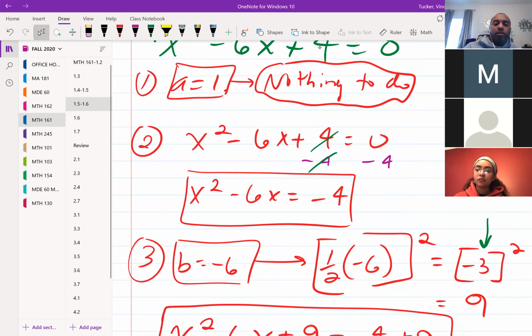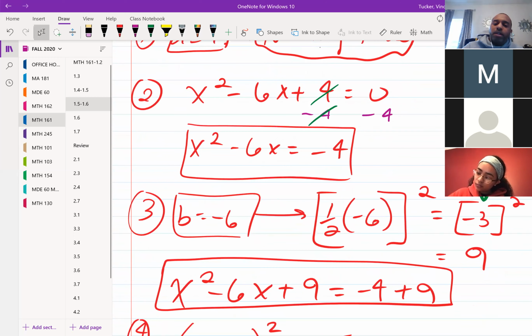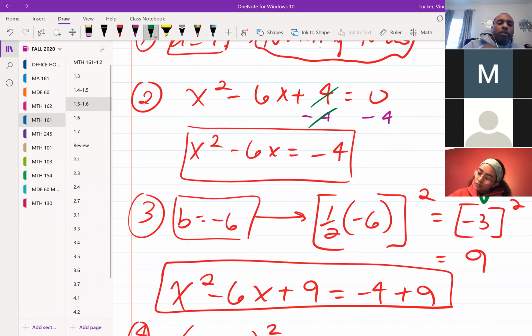Step 3. The first part of step 3 is to take your b term. B was negative 6. We're going to take half of that and square it. Half of negative 6 is negative 3. Then squaring that is 9. Then you add that to both sides of your equation. And that's where we are at the end of step 3. X squared minus 6x plus 9 equal to negative 4 plus 9.